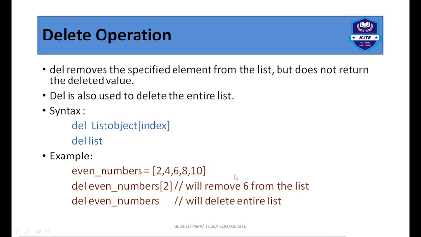The last operation is the delete operation. The delete operation is used to delete an item from the list, which is similar to pop. Delete, pop and remove all perform the deletion operation, but in a different perspective, different methods are used. The delete operation syntax is: del is the keyword, then the name of the list. After that, we need to specify the index of the element to be deleted. The same keyword del can be used to delete the entire list.